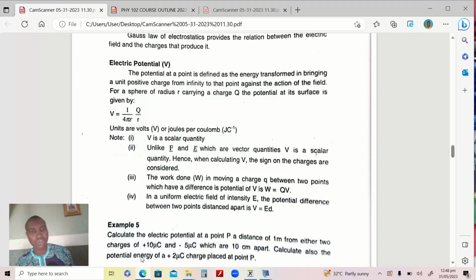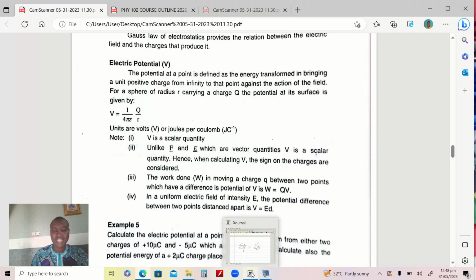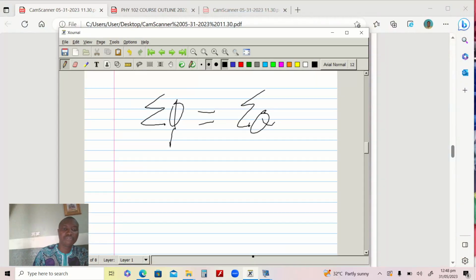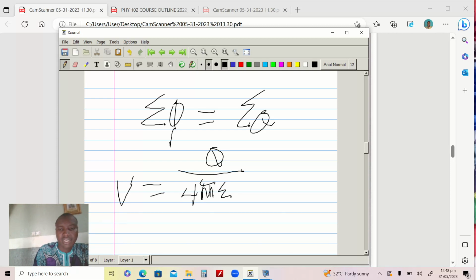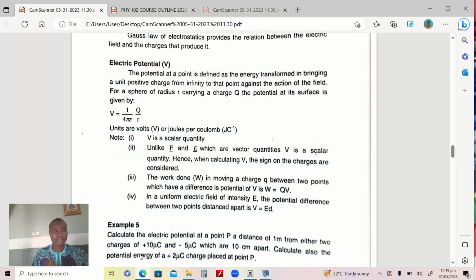So for a sphere of radius r carrying a charge q, the potential at its surface is given by V, which is equal to 1 over 4 pi epsilon times Q over R. We use V for potential. So V is equal to Q divided by 4 pi epsilon R. That's what it's saying. That's your electric potential.